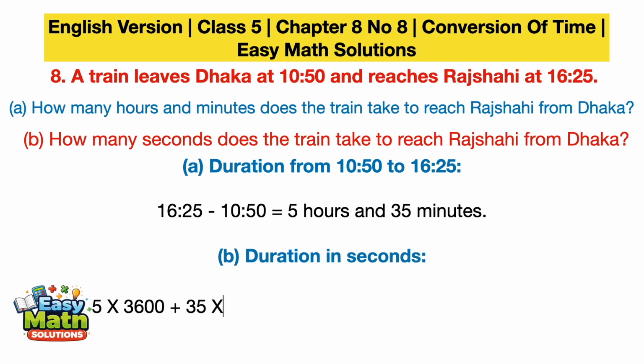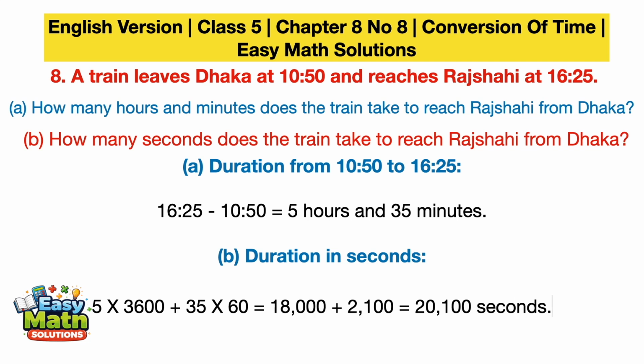That means 5 hours and 35 minutes. If we convert to seconds, that means 3600 seconds in an hour. That means 5 into 3600 plus 35 into 60 equals 18,000 plus 2100. That means 20,100 seconds the train needs to reach Rajshahi from Dhaka.